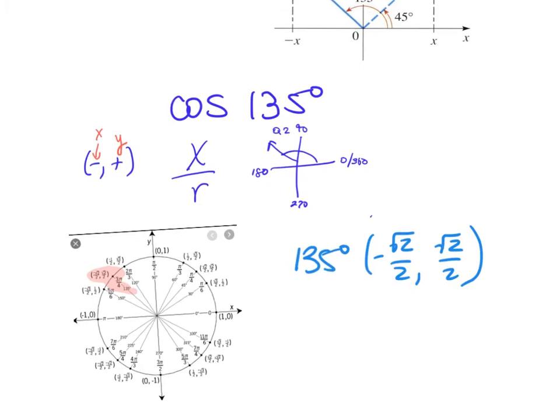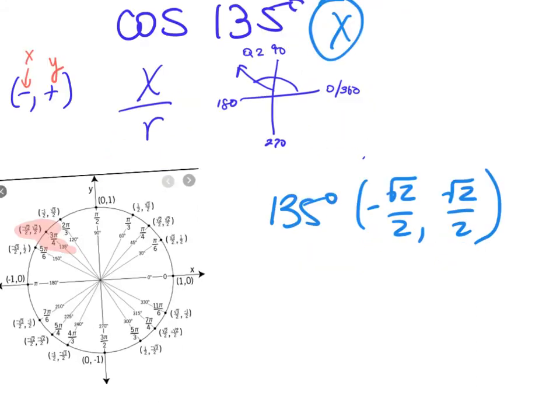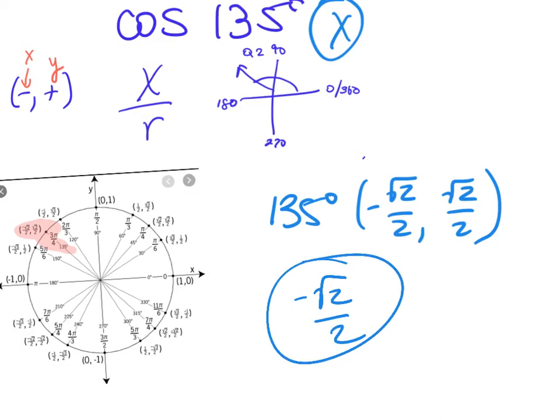Cosine is our x value. Sine is our y value, if it's on the unit circle. If it's not on the unit circle, we'll figure something else out. I'll show you that in a minute. What is the cosine, the x value, of 135 degrees? Negative root 2 over 2. If I asked you what the sine value is, you would tell me positive root 2 over 2. It's the y. And then if I asked you for the tangent, you would do y over x.